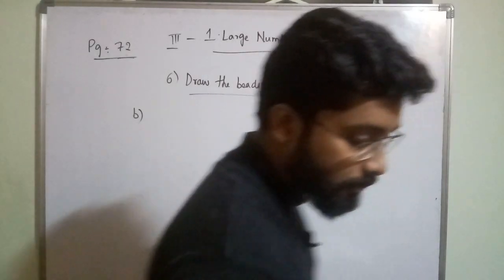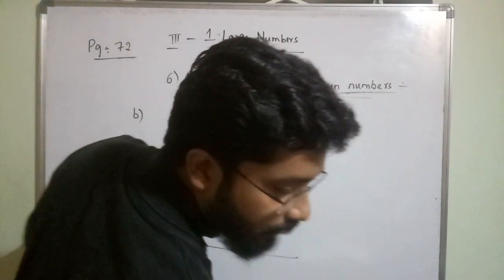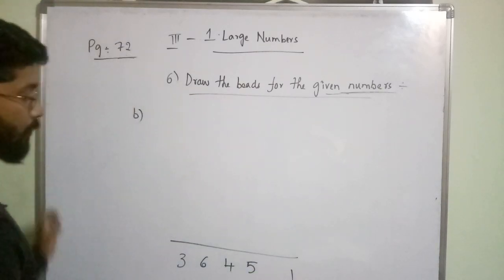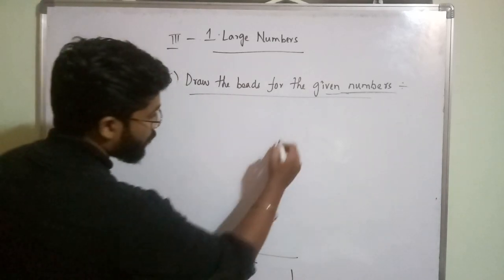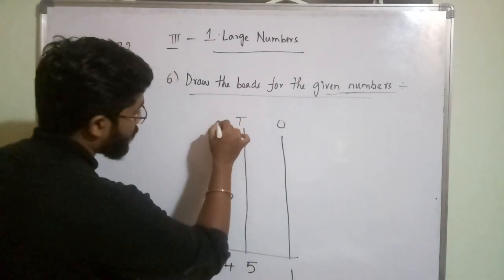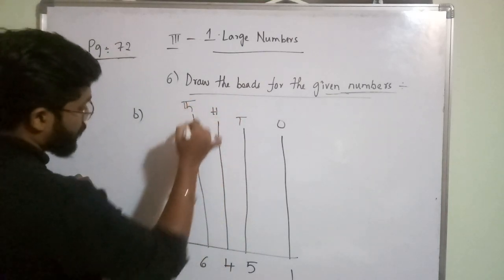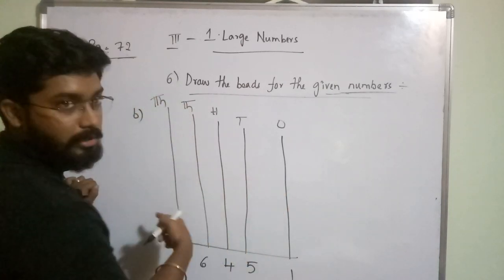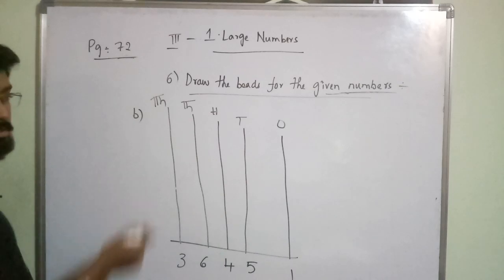Second one is what? He has given a number, 36,451. How many digits are there? 1 2 3 4 5. 5 digits are there. So this is ones place, tens place, hundreds place, thousands place, and this is 10,000s place. 5 digits means 5 rods you have to take. 5 digits, 5 rods I have taken.